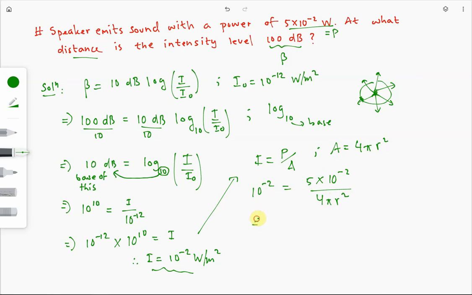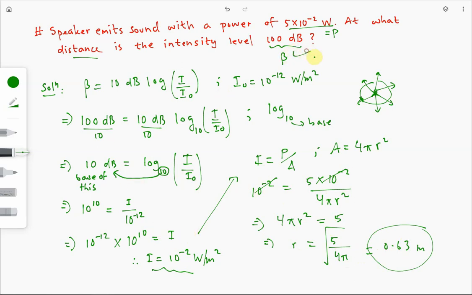Therefore, solve for r squared by dividing both sides by 10 to the minus 2, because we can. Cross multiply both sides: 4 pi times 1, 1 times 5, and r squared is just 5 over 4 pi. If you take the square root, then you find the radius to be 0.63 meters. At this distance, the intensity is 10 to the minus 2 watt per meter squared, while the intensity level is 100 decibels. This is what we set out to find, and we have successfully done so. Hope this example made sense. Thank you very much.